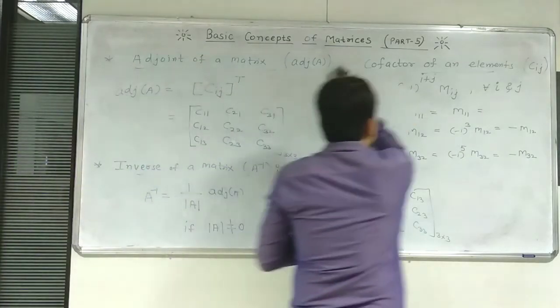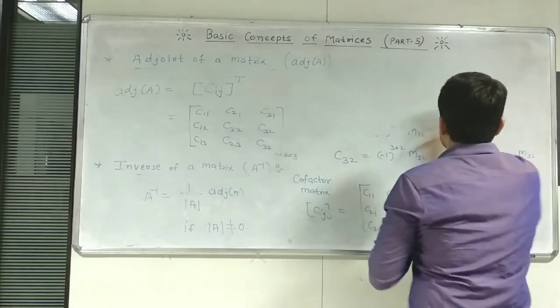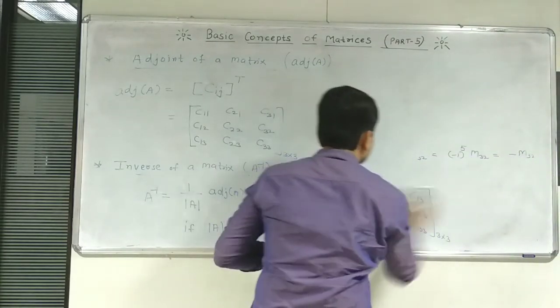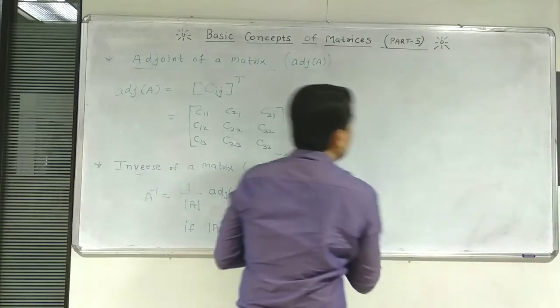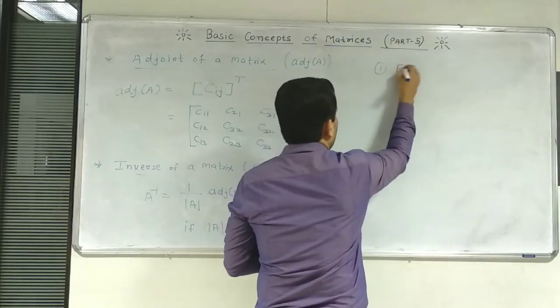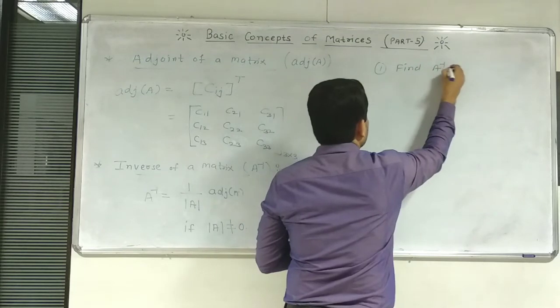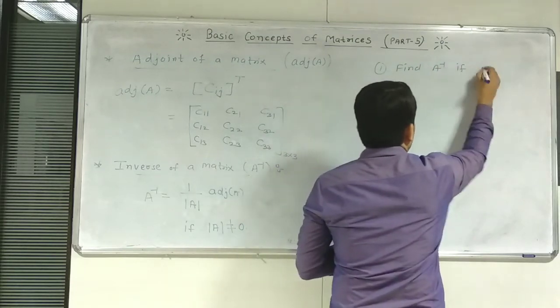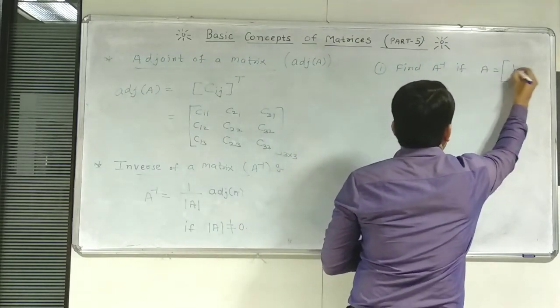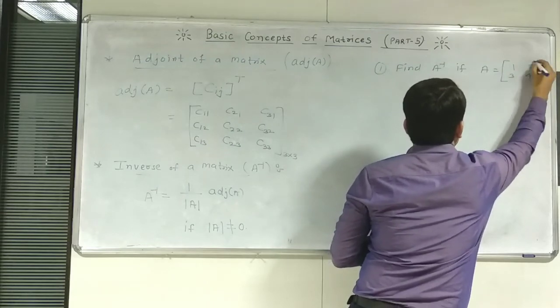First we take a 2 cross 2 matrix. A simple example, 2 cross 2 matrix. How to find the inverse of a 2 cross 2 matrix? One example: find A inverse if A is equal to 1, 2, 3 and 4.